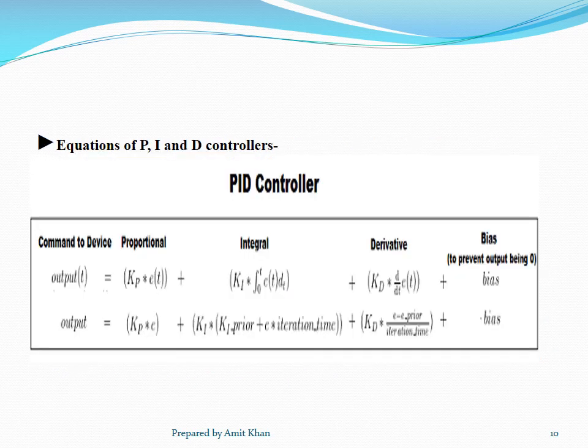Now these are the equations of P, I and D controllers. We can see the output of proportional controller is Kp into E(t), and integral controller is Ki into integral 0 to t of E(t) dt, and for derivative control it is Kd into d/dt of E(t). E is the error signal, and Kp, Ki and Kd are the proportional, integral and derivative gains for proportional controller, integral controller and derivative controller respectively.